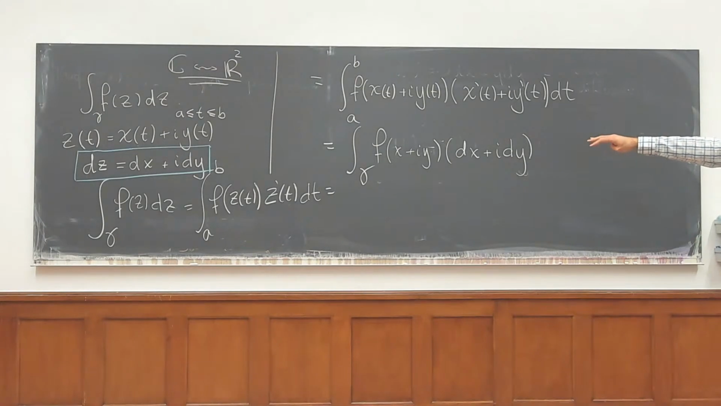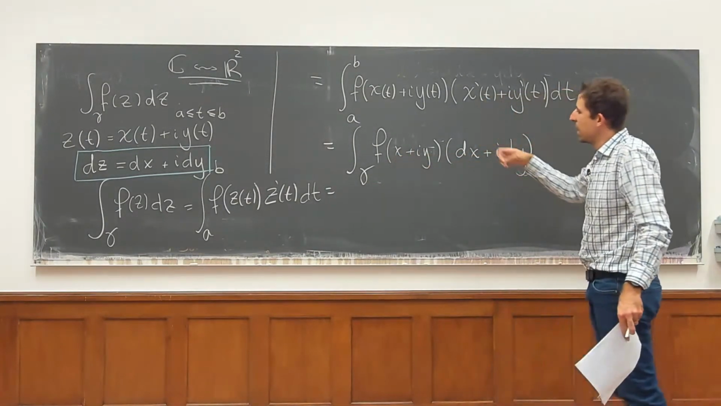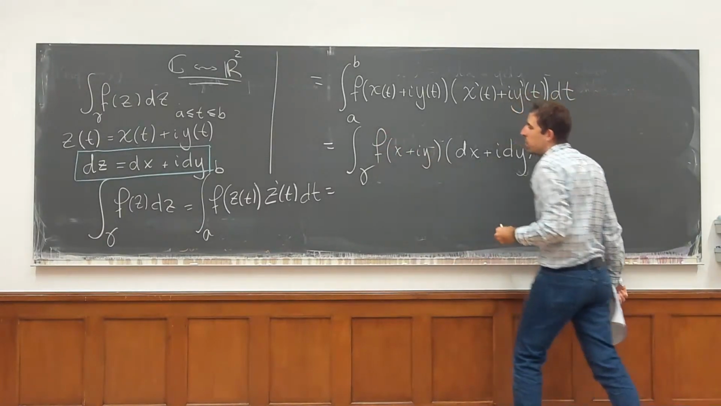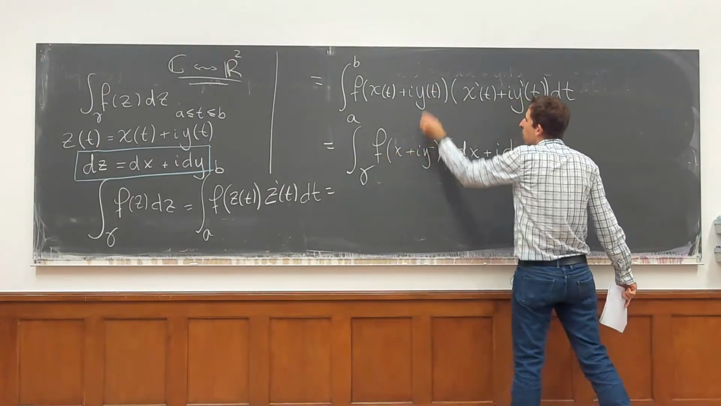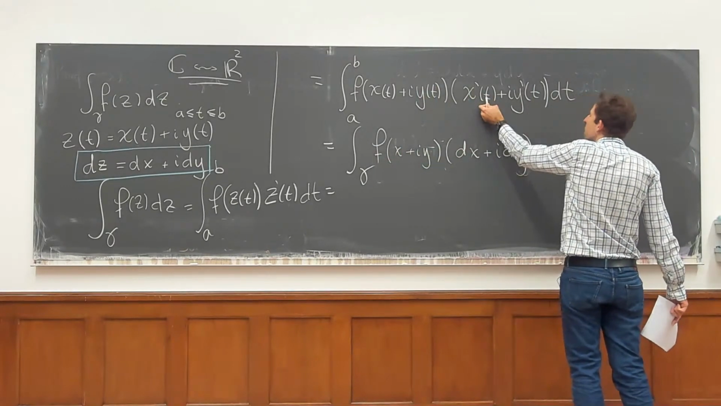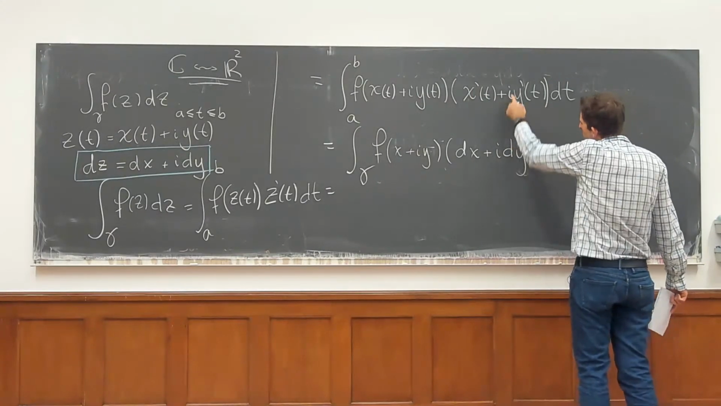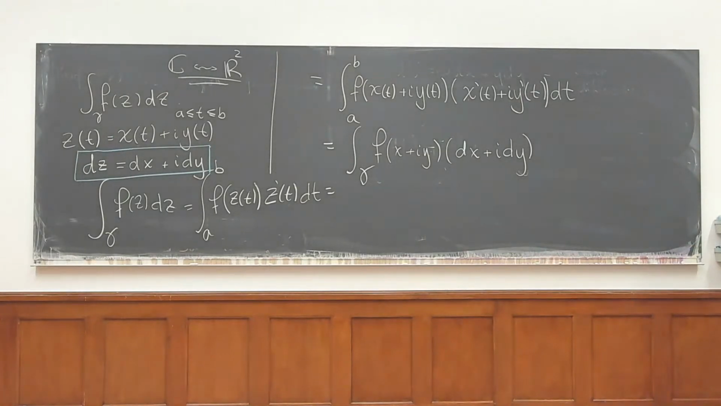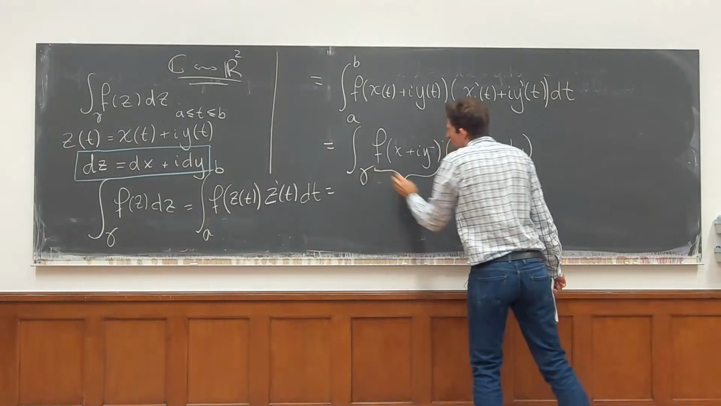Because if I were to now parameterize the curve with x and y, when I write this as an integral from a to b in the parameterization, I get exactly that. I get f of x(t) plus i y(t), and then here I get dx over dt, x prime of t times dt, and I get i dy, which is the derivative of y, dt. Just to say that all of this is compatible.